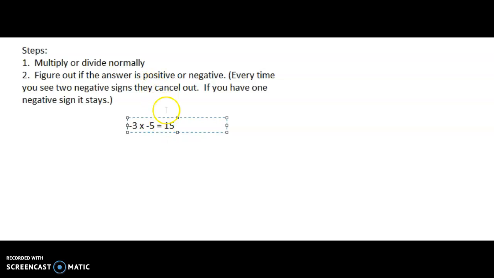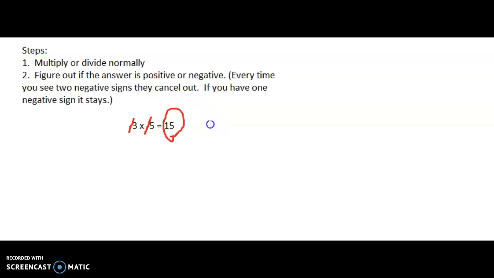But the second part is figuring out whether it's positive or negative. Now, do we have two negative signs? Yes. So they will cancel out. And since they cancel out, let's just cross that out. So since the negative signs cancel, and there are no other negative signs left, the answer is going to stay 15. Okay? That's one where, since there are two negative signs, it cancels and stays positive.